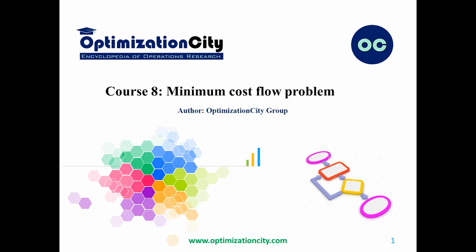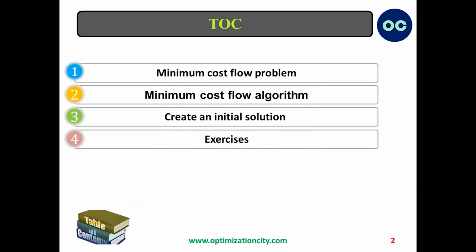In this course, we have four sections to discuss. We start by introducing the concept of the minimum cost flow problem. Then we present the algorithm for this problem. Finding the initial solution is sometimes too tough, so we follow it in section 3. And finally, we solve some examples to clarify this algorithm.